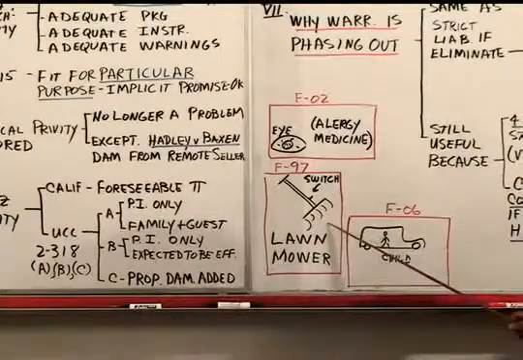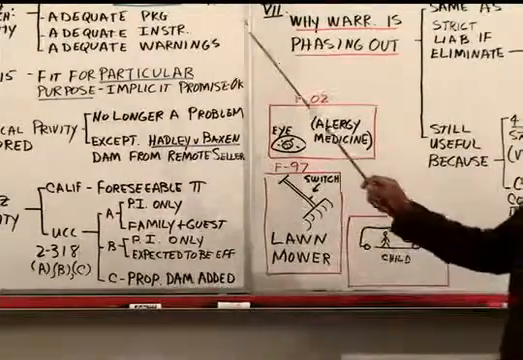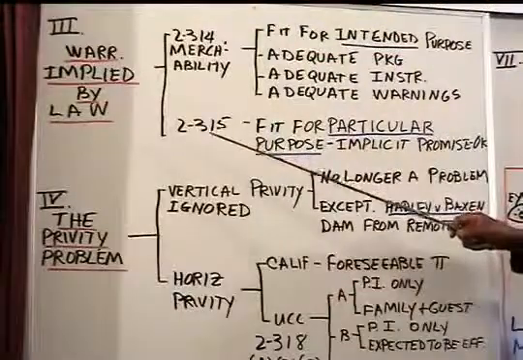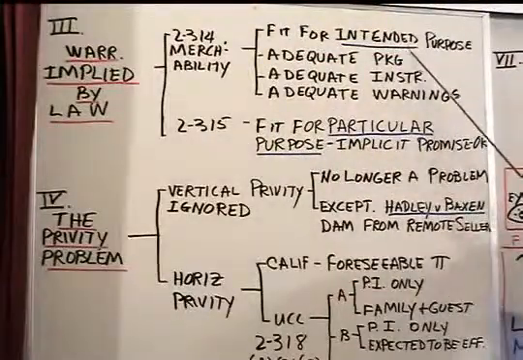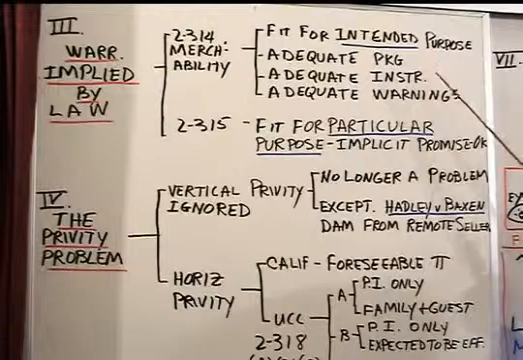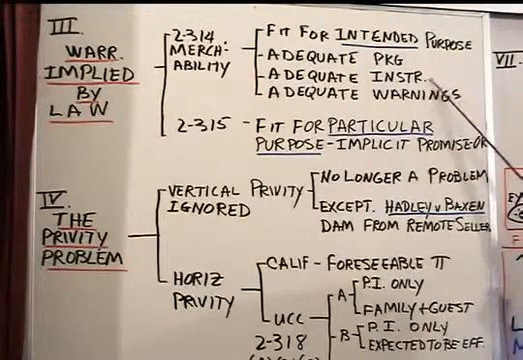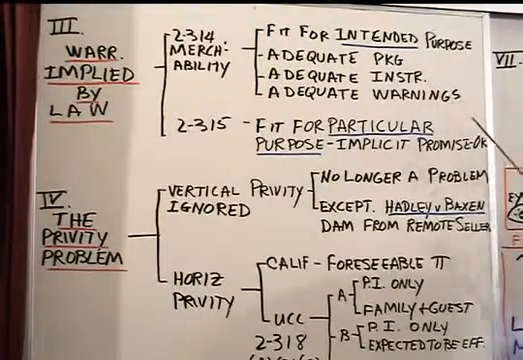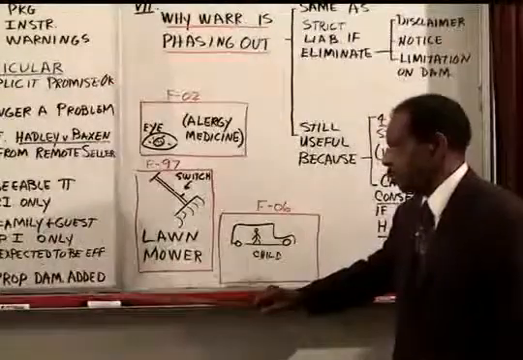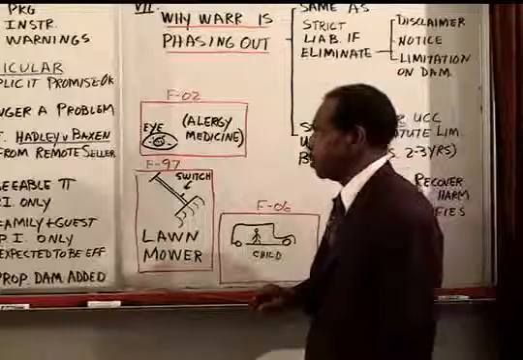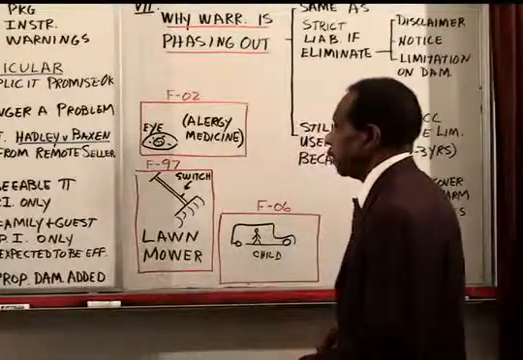In the lawnmower problem, you claim that there was a breach of implied warranty because it wasn't fit for the intended purpose, because it needed adequate warnings, instructions, and they were not adequate. There are other things wrong in the lawnmower problem. When you see it, you'll see lots of other stuff, but we're just talking about the warranties for now.